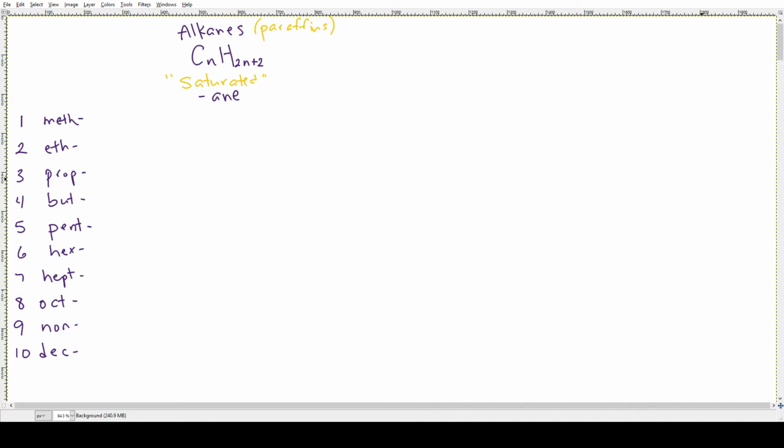So let's practice here. If I have methane, how many carbons is that? It's 1 carbon. And then plug in 1 for n. How many hydrogens is that? It would be 4. Okay, what about ethane? Ethane, what would that be? C2H6.